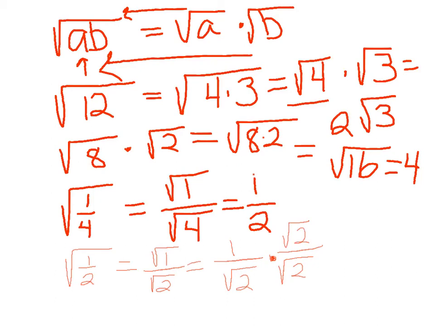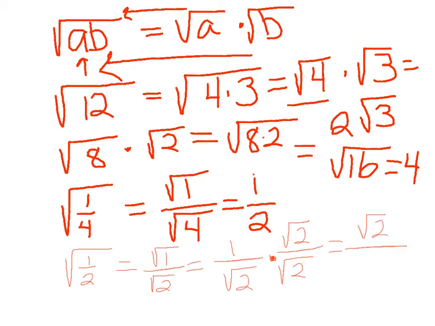Because if I do that, I know that any number divided by itself is 1. And any number times 1 is just that number. So if I multiply by that, I'm not changing the value any. What's 1 times square root of 2? Square root of 2.